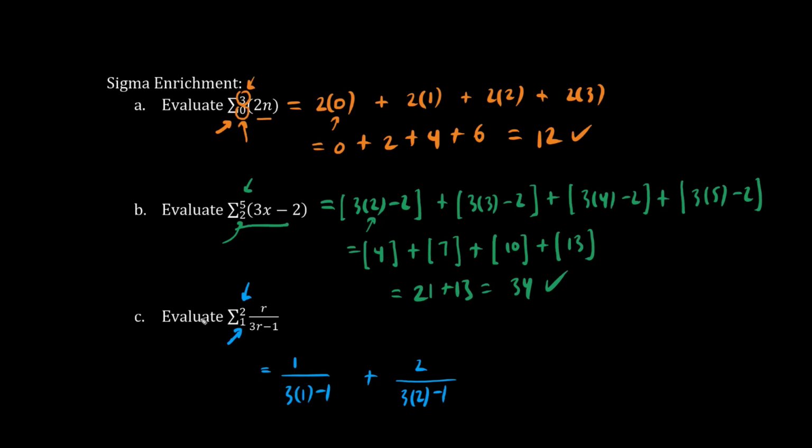There's only 2 terms. Note that this number minus this number plus 1 is the number of terms. 2 minus 1 is 1, plus 1, there's 2 terms. Here we have 5 and 2. 5 minus 2 is 3, plus 1 is 1, 2, 3, 4 terms. Let's evaluate this. What is 1 over 3 minus 1 is 2, plus 2 over 6 minus 1 is 5. The final answer is 9 over 10.